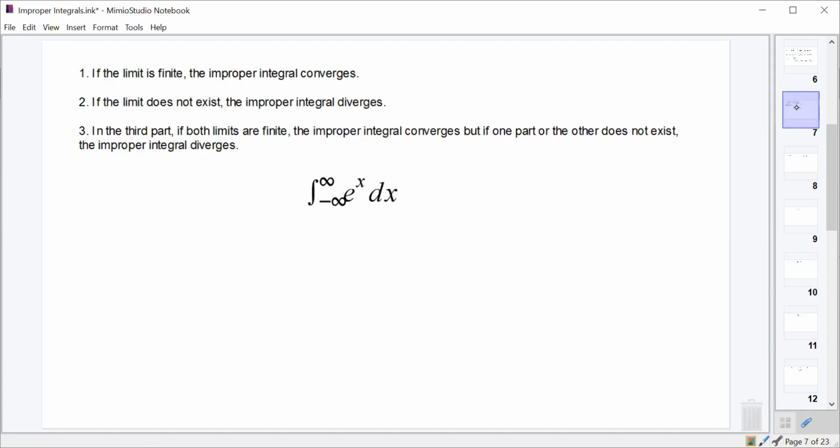So important terminology between converge and diverge. Converge means there's a finite amount of space. Diverge means there is not a finite amount of space. There's an infinite amount of area underneath it. So let's see if we can do this with negative infinity to infinity for e to the x.